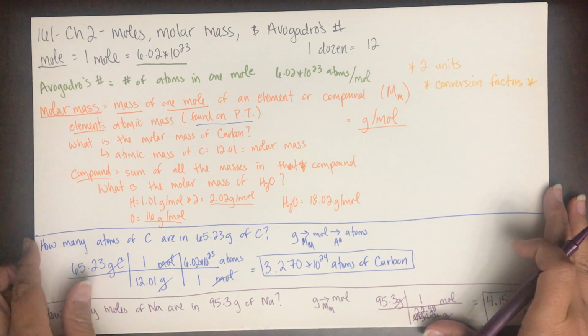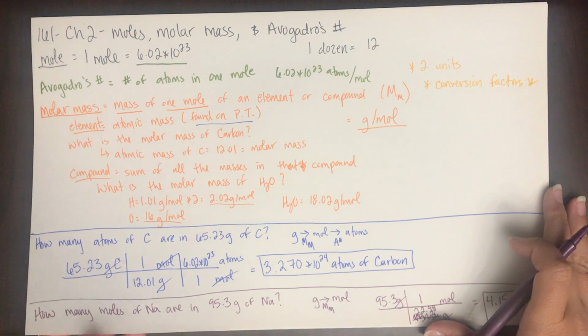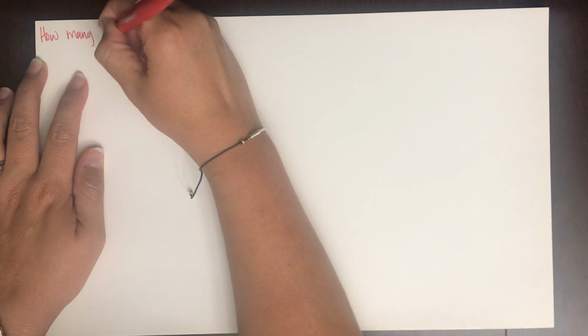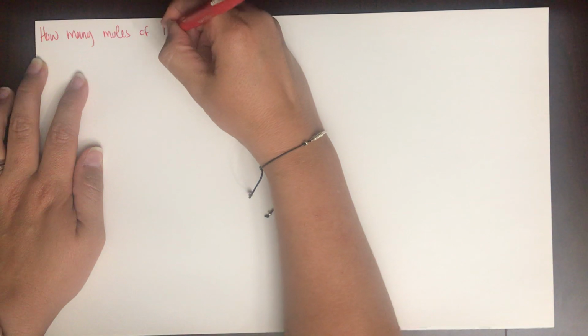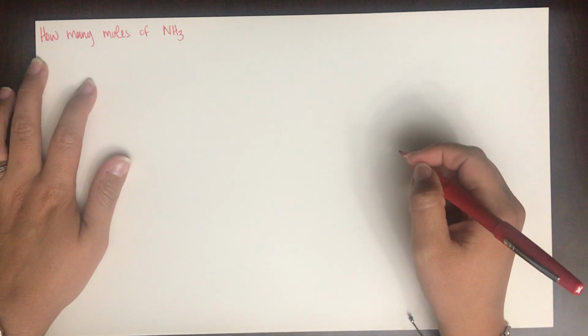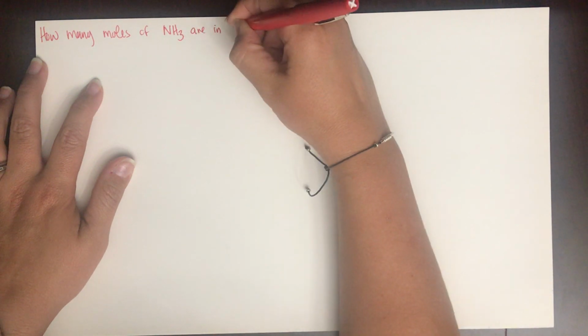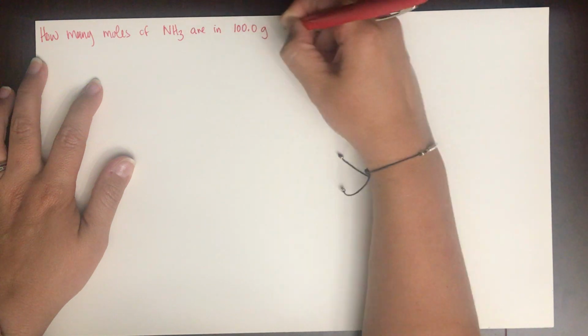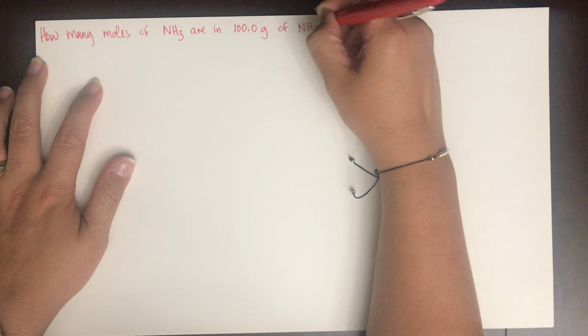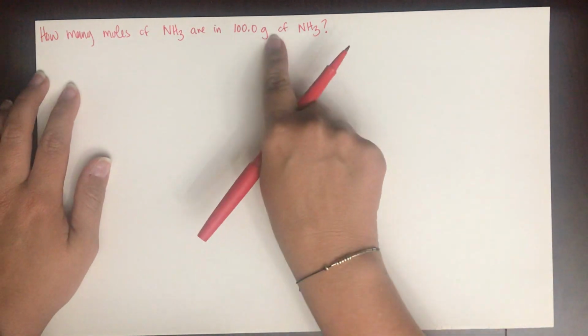Let's do an example with a compound. So let's say, how many moles of ammonia, ammonia is NH3, I would not expect you to know that. How many moles of ammonia are in 100.0 grams of ammonia? Okay, so I want to go from grams to moles.